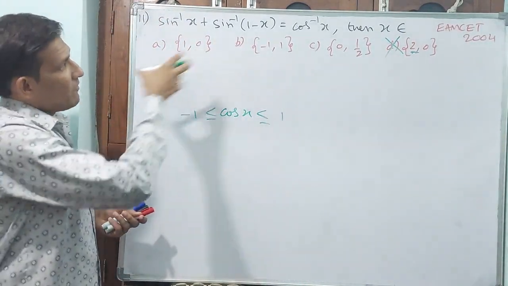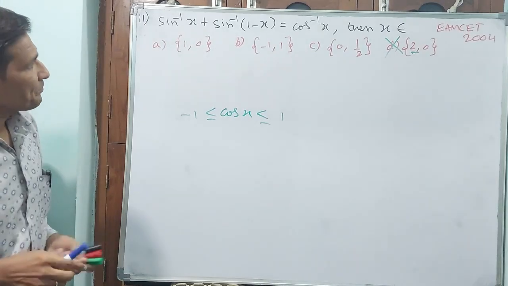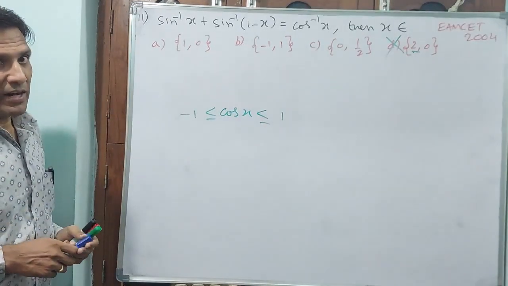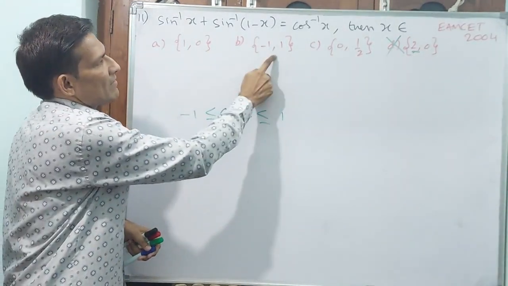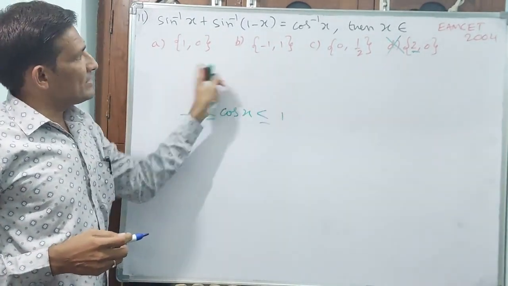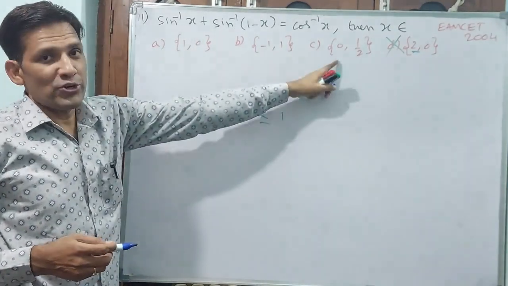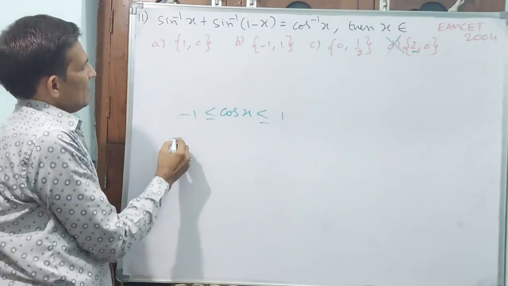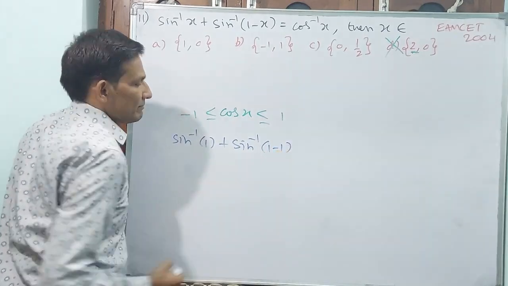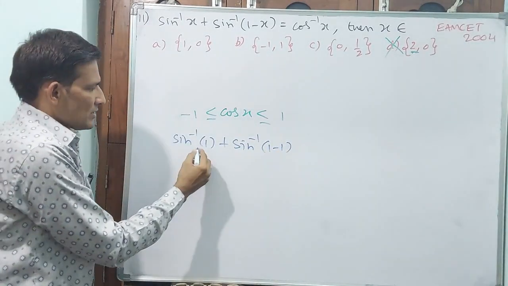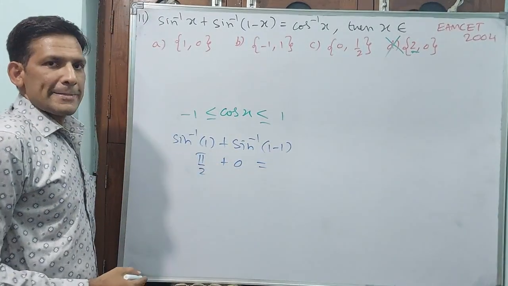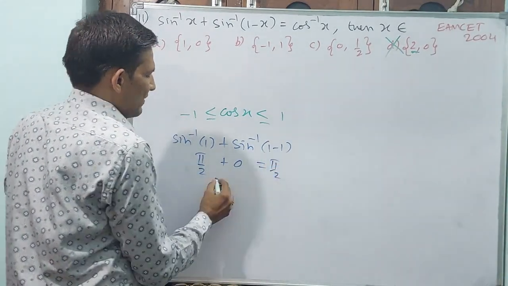Now you go for here. Why? Because see here, 0, 1, plus 1, minus 1 are there. First you give 1. Why? Because here 1 is there, here 1 is there, here 1 by 2 only is there. If 1 satisfies, then you can see another 1. Or else if it doesn't satisfy, you can go directly there. That is the advantage. See, I am giving 1. Sin inverse of 1 plus sin inverse of 1 minus 1. Sin inverse of 1 means pi by 2. Sin inverse of 0 means 0. That means pi by 2 will be your answer for LHS.